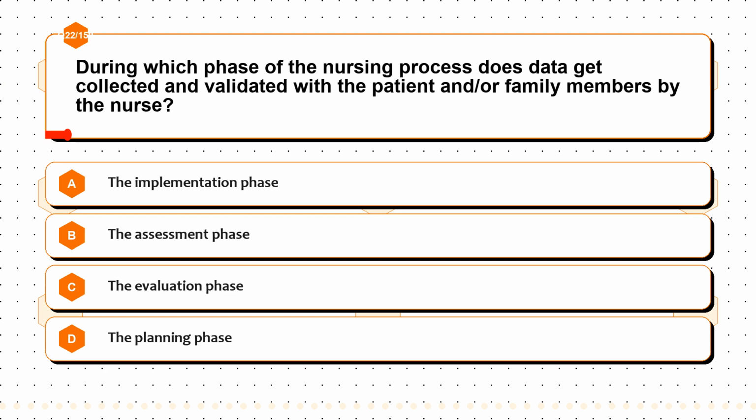Question 22. During which phase of the nursing process does data get collected and validated with the patient and/or family members by the nurse? Here are the options. Option A, the implementation phase. Option B, the assessment phase. Option C, the evaluation phase. Option D, the planning phase.